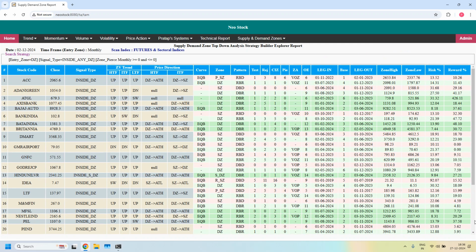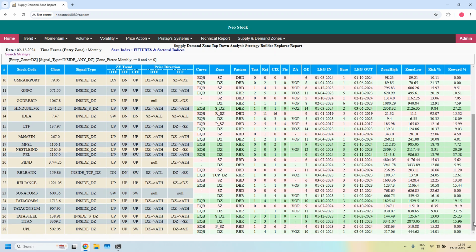So the first 20 stocks in the list where price closed inside the monthly demand zone. I am scrolling the list down. So total 28 stocks are filtered where price closed inside the monthly demand zone.